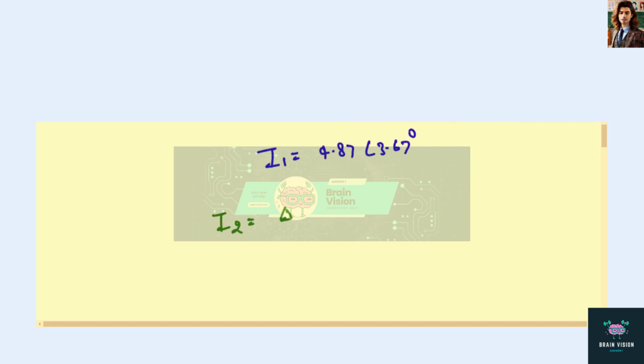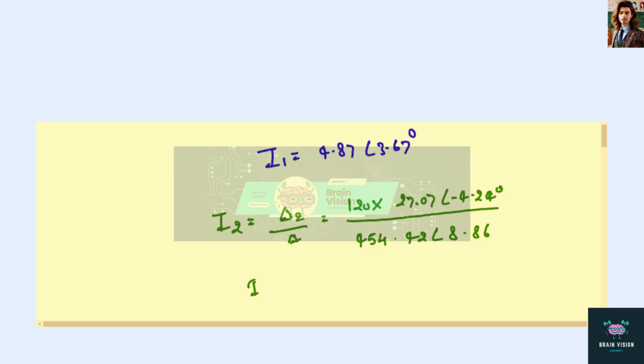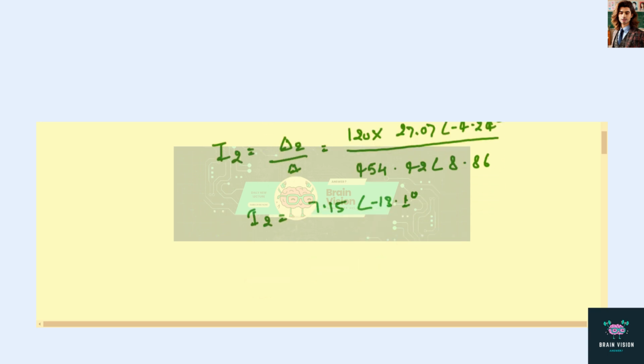Similarly, if I calculate I2, it will be delta 2 by delta. Putting the value of delta 2 in polar form, it will be 120 into 27.07 angle minus 4.24 degrees over 454.42 angle 8.86, and the final value of I2 is 7.15 angle minus 13.1 degrees. So we have to find the value of the current through I_AA' and I_BB'.